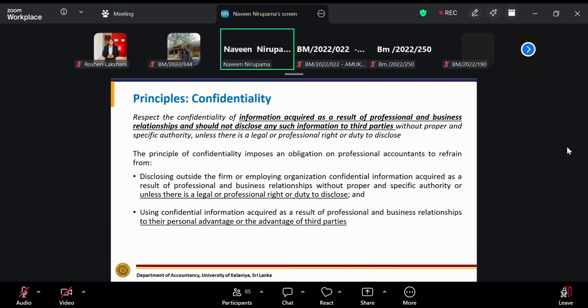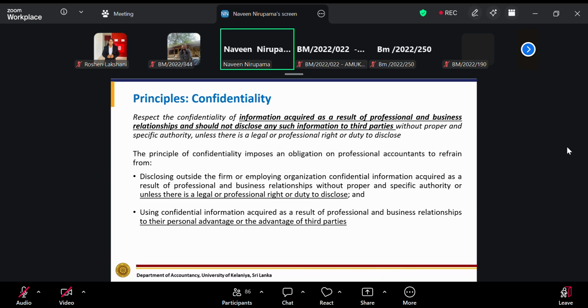It's confidentiality. The information is confidential to the organization only. They should not disclose or declare this information to a third party. That's why the principle was developed. The confidentiality principle should be followed. The professional accountant or professional auditor should align with these kinds of principles.